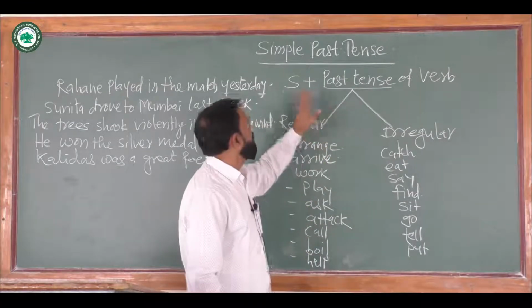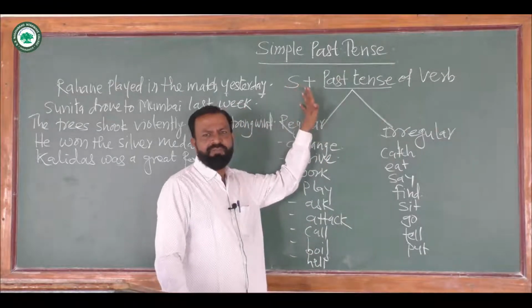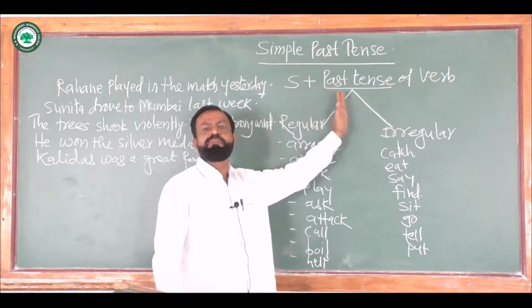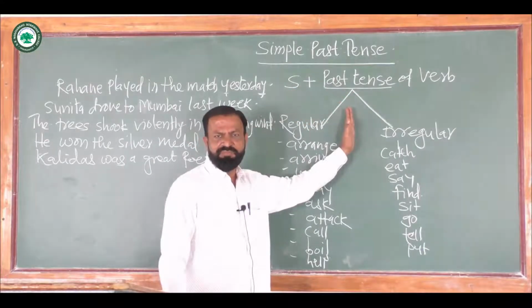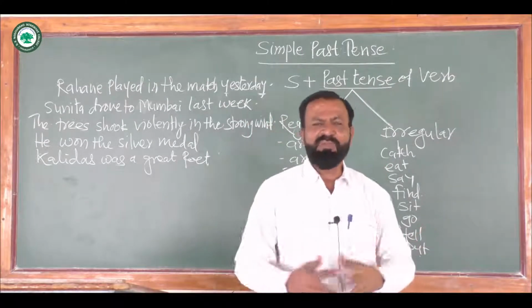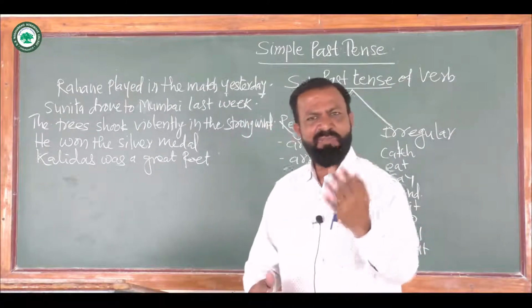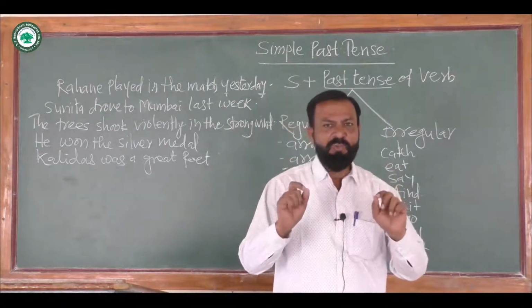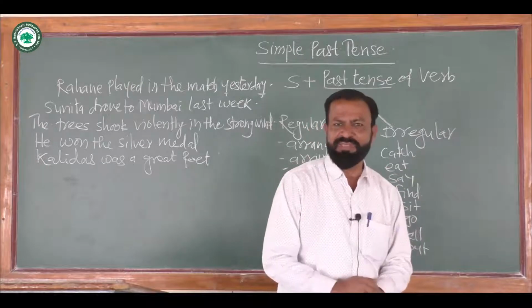So my friends, here is the formula of simple past tense, that is subject plus past tense of the verb. If you remember this formula, you can make sentences in simple past tense. So here the role of the verb is very important.